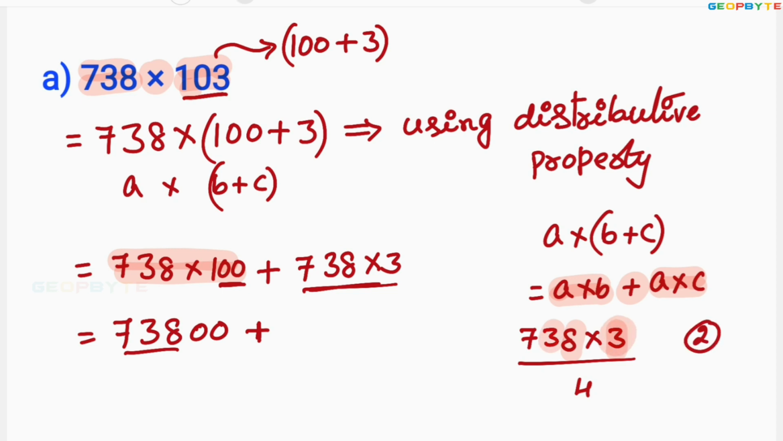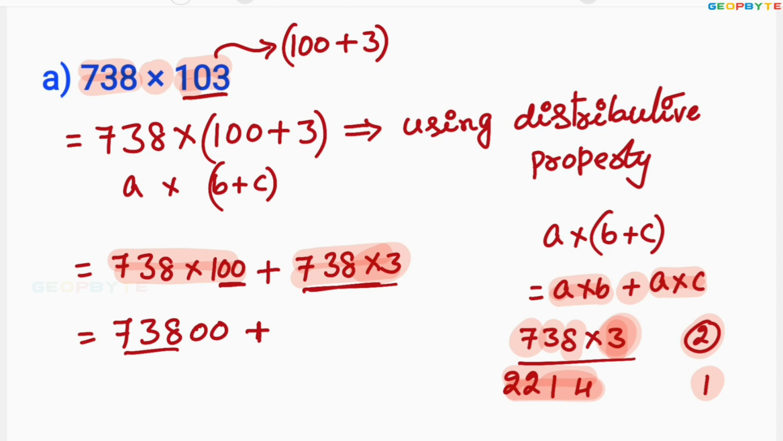3 multiplied by 3, 9 plus 2, 11. Write 1 here, 1 balance. 3 multiplied by 7, 21 plus 1, 22. 2214 is the value of 738 multiplied by 3.